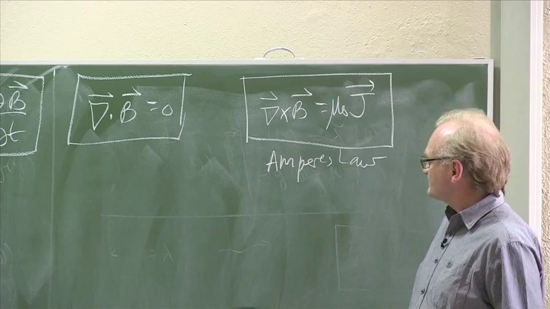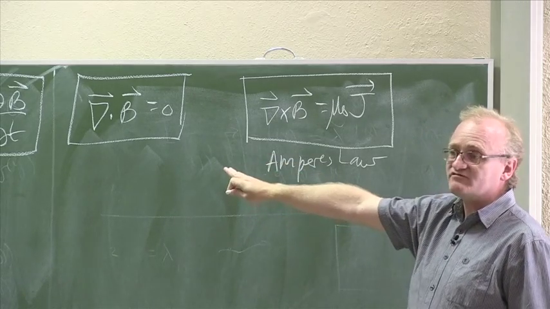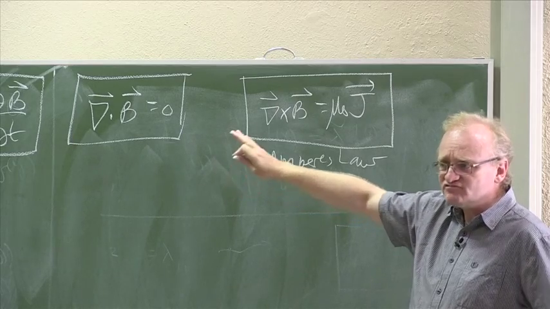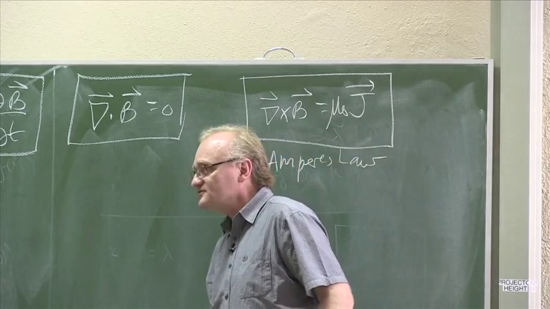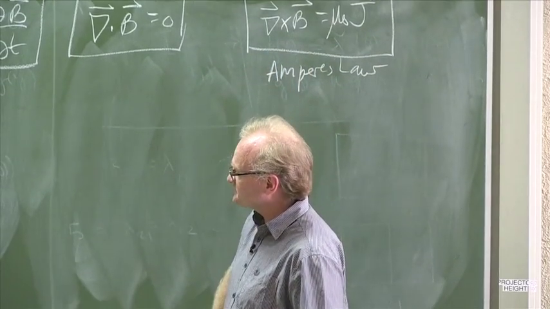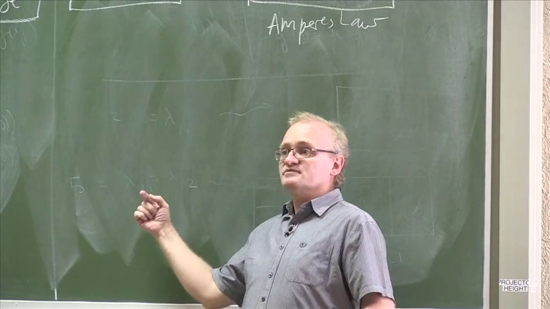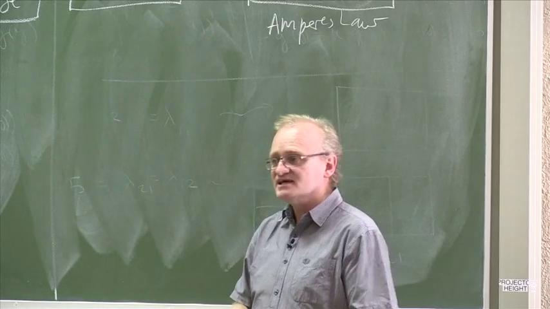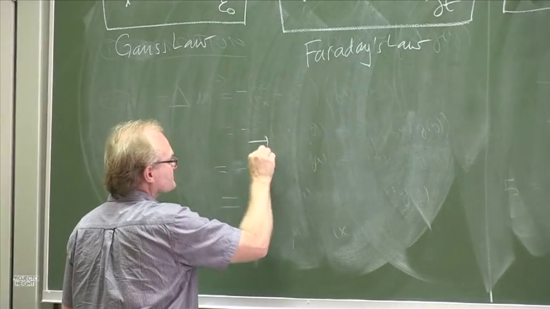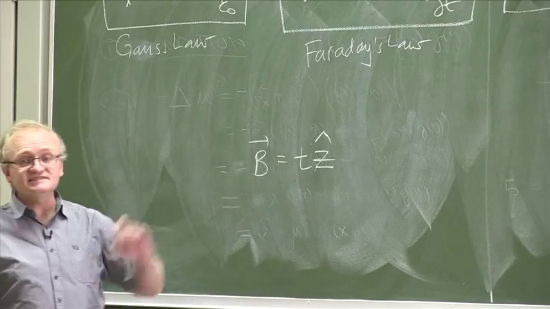Now, we've played around with all of these equations, except maybe for Faraday's law. So I want to say just a few things about Faraday's law now, before we continue. So first of all, let's imagine that z hat is coming out of the board. Let's imagine that I have a magnetic field, B, which is equal to t times z hat, where t is time.